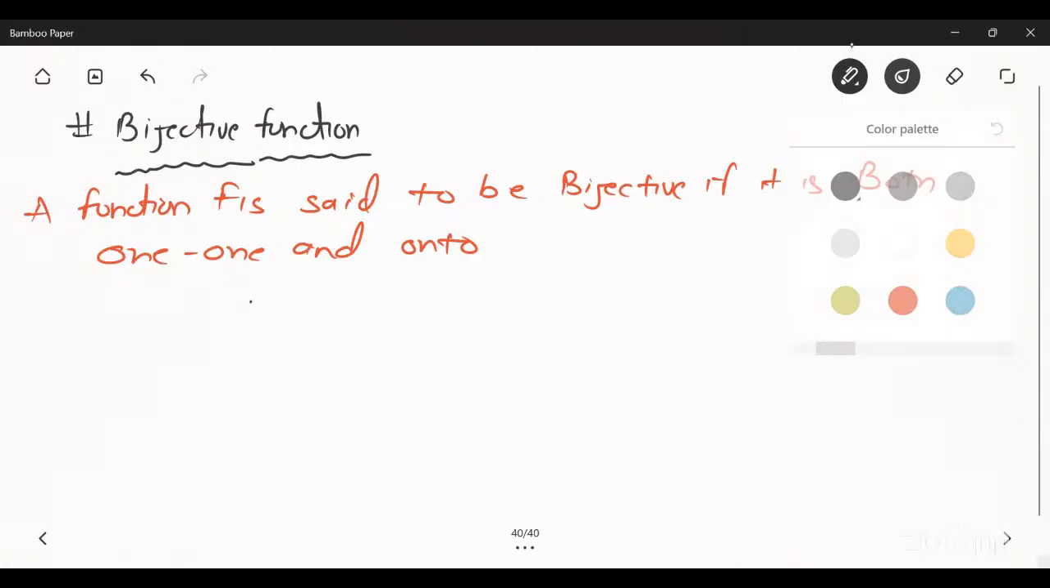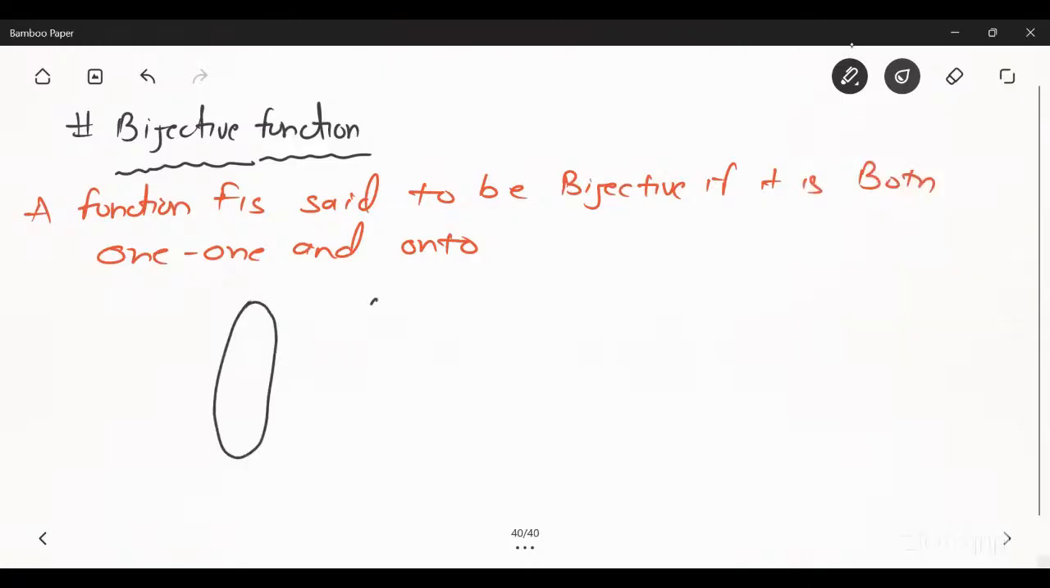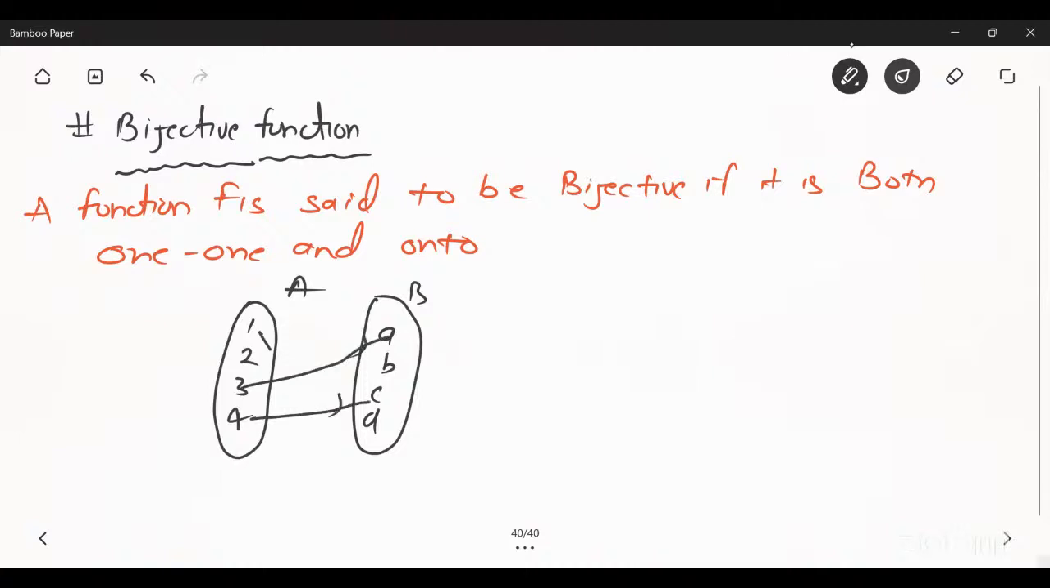suppose that there are two sets A and B. The elements of A are 1, 2, 3, 4. The elements of B are A, B, C, D. 4 is related to C, 3 is related to A, 1 is related to D, and 2 is related to B. In that, you are seeing that all elements of B are mapped. So that was onto, no element is left in B. That means range equals codomain, and all elements of B have pre-images in A. So that function is known as a 1-1 and onto function.